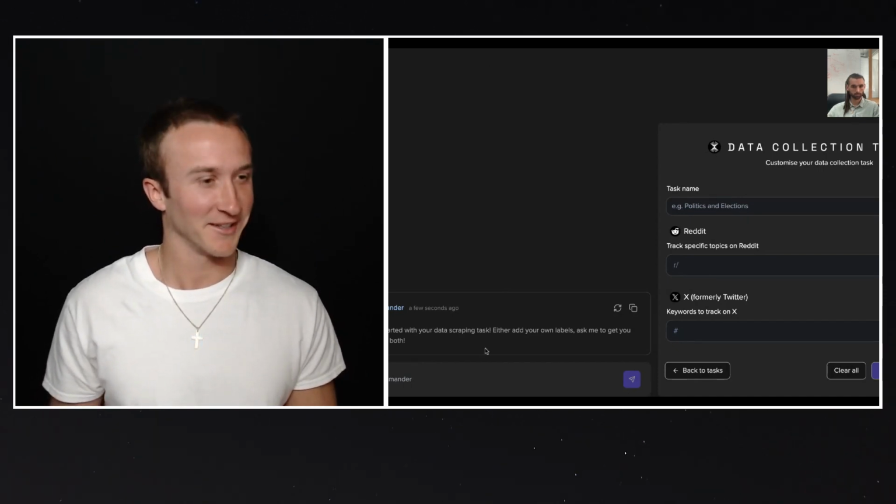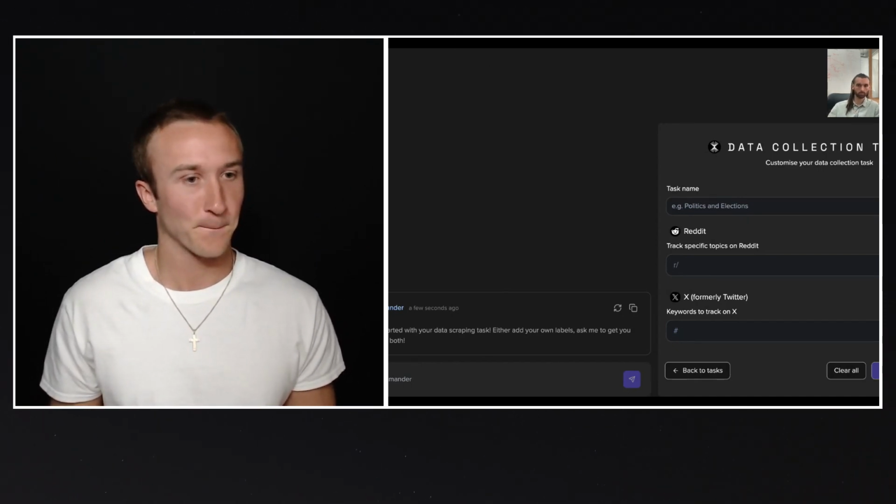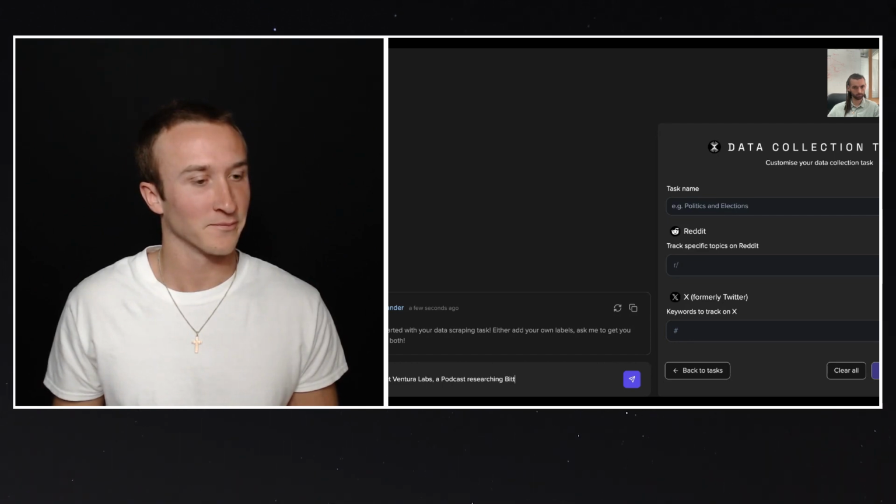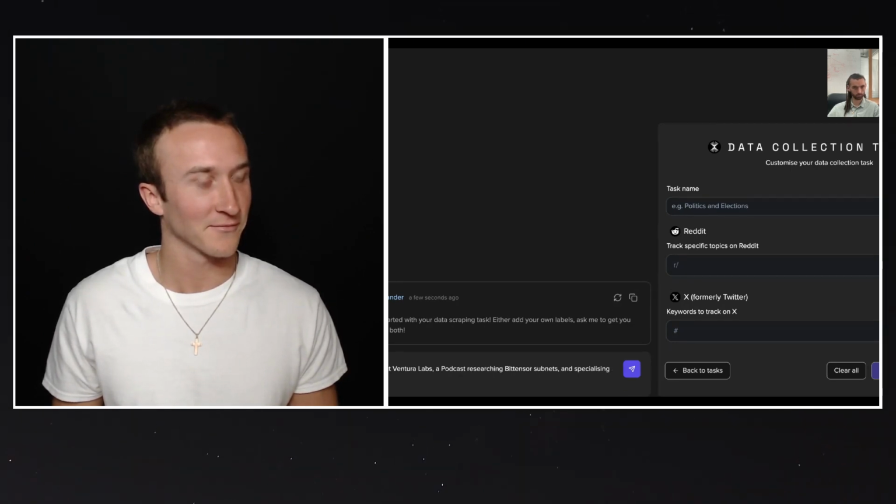So the right-hand side's the task scraping interface we've been running with Gravity. And the left-hand side is an agentic system operating off Subnet One that's meant to automate a lot of the tasks. So I want to learn all about Ventura Labs, a podcast researching Bittensor subnets and specializing in decentralized AI, machine learning, and Austin barbecue.